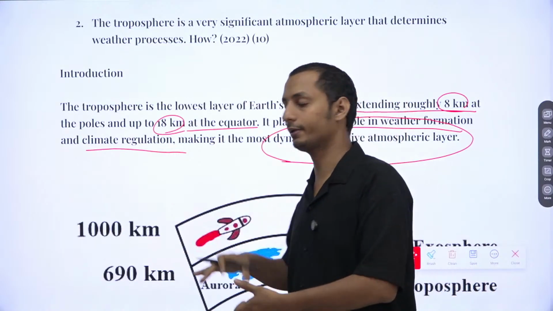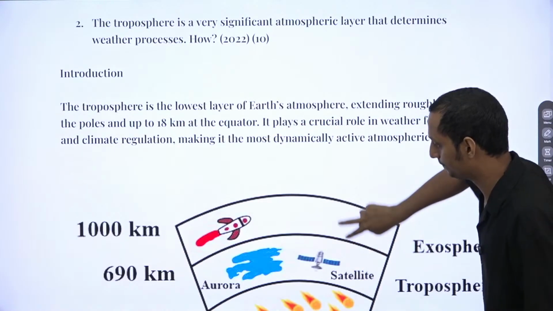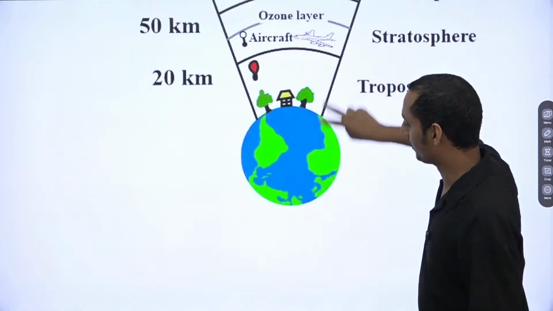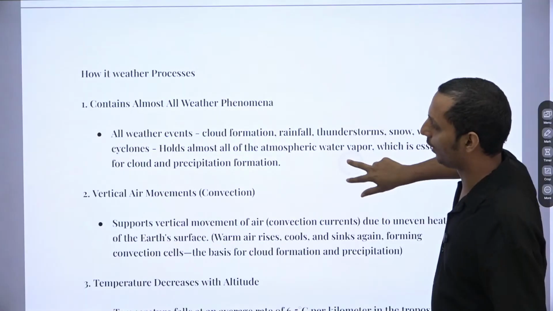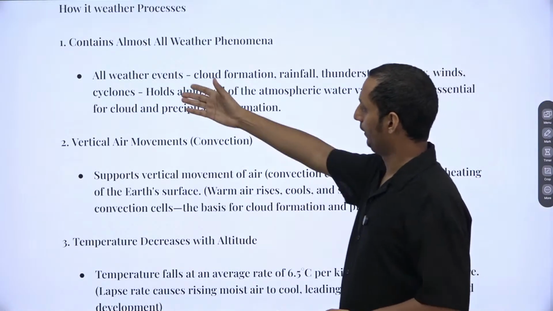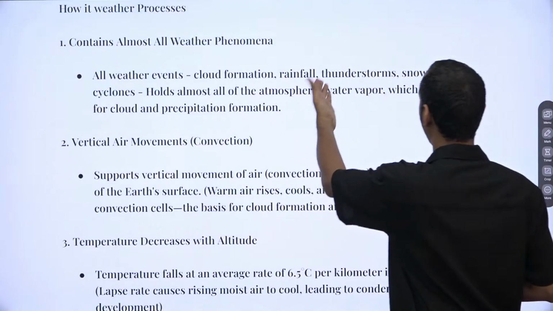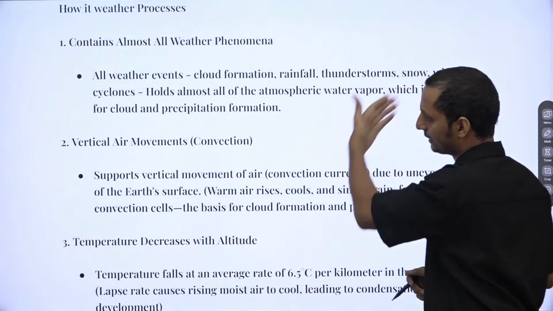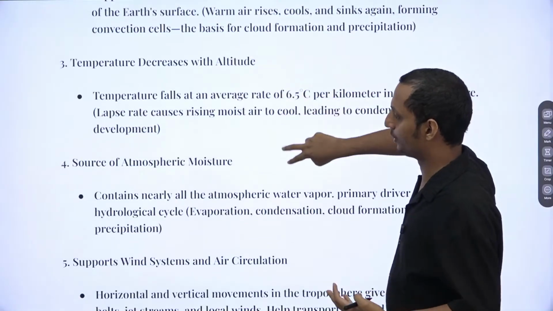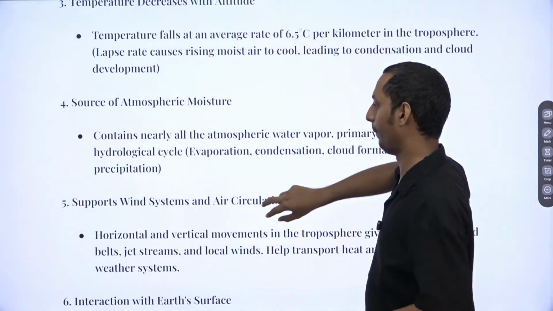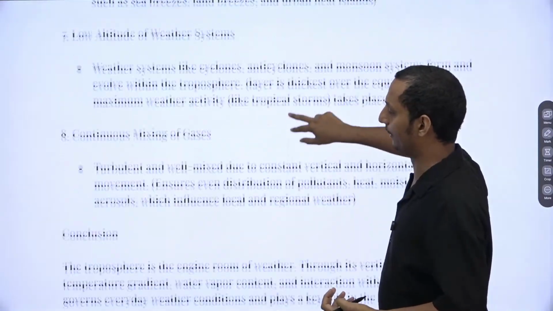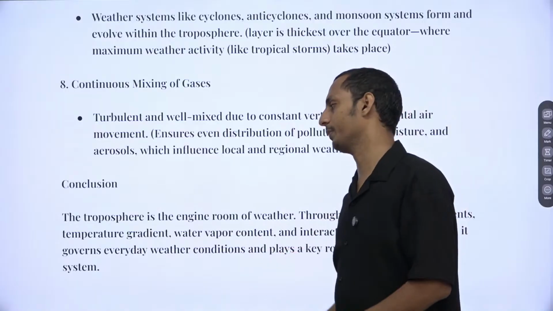Now, what do you do? You provide a diagram of the troposphere. So you can draw a diagram regarding the same. After that, you mention how it contains all the weather processes. You can mention cloud formation, rainfall, thunderstorms, snow, winds, cyclones. You can mention the vertical air movements, convection, temperature decrease, source of atmospheric moisture, supports wind systems, air circulation, interaction with air currents, continuous mixing of gases. All these factors you can provide also.